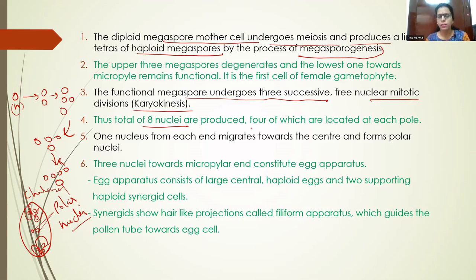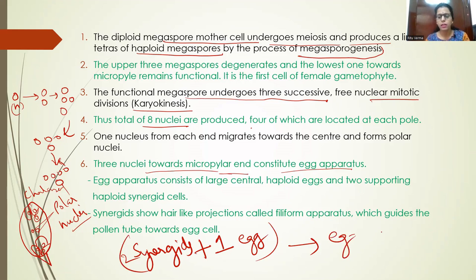And the 3 cells present towards the micropyle end: 2 of them, the ones present on the sides, are known as synergids, and one large haploid cell present in the center is known as the egg cell. That forms the female gamete, the egg cell. Now the 3 cells towards the micropyle end constitute the egg apparatus. So remember, 2 synergids plus 1 egg cell form the egg apparatus.